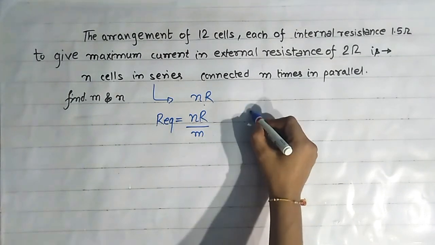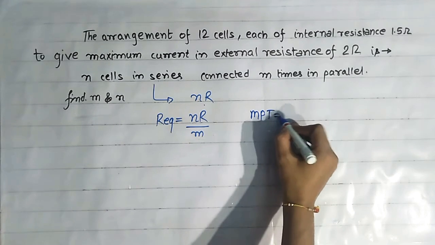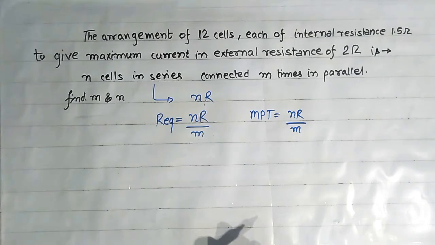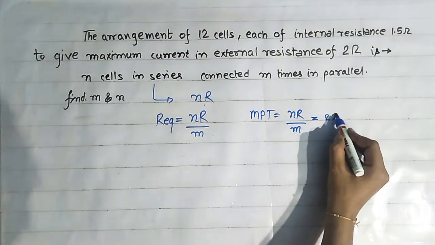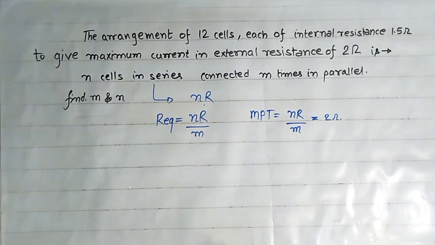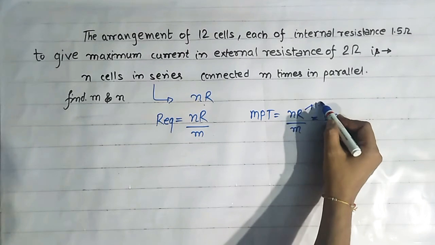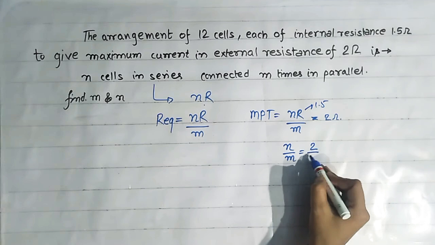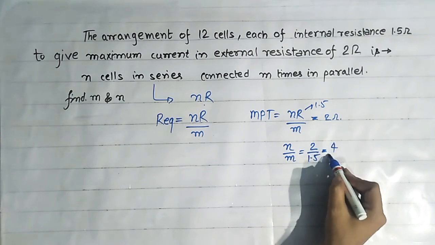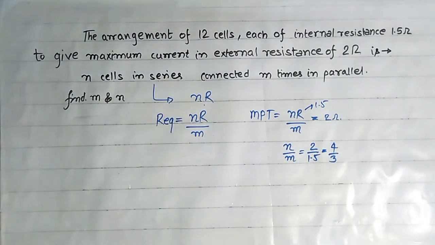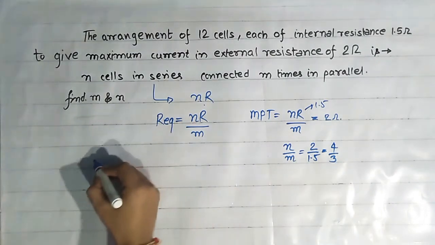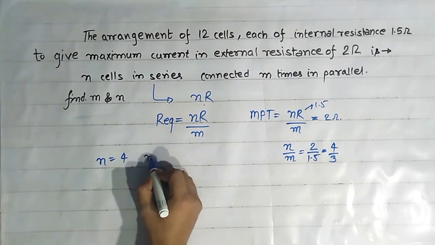Now for maximum power transfer, this nr by m, that is the equivalent resistance of this battery combination, must be equal to this 2 ohm. Only in that case is power transfer or current transfer maximum. So here r is equal to 1.5 ohm. So we get n upon m is equal to 2 by 1.5, that is equal to 4 by 3. It means the cells are connected in this combination where n is equal to 4 and m is equal to 3.